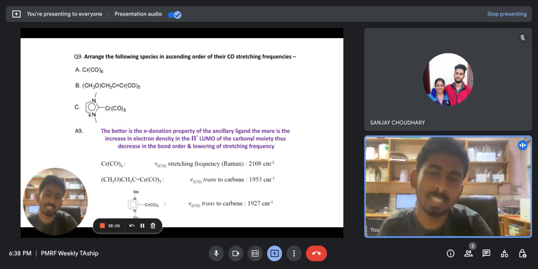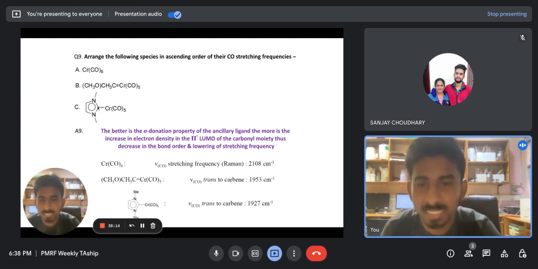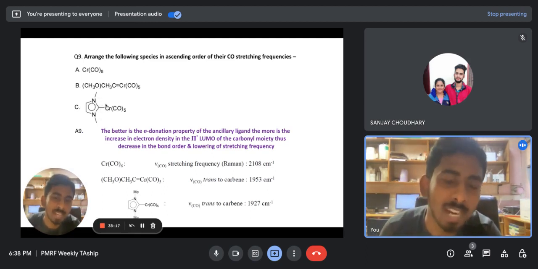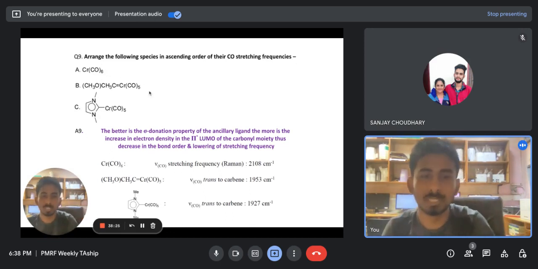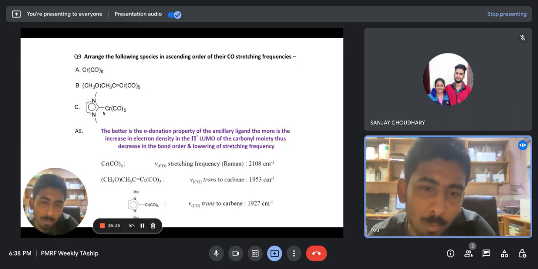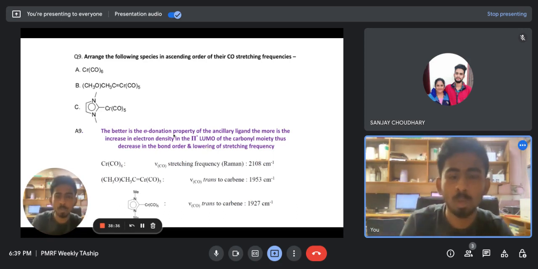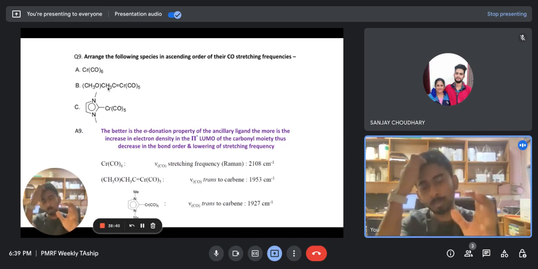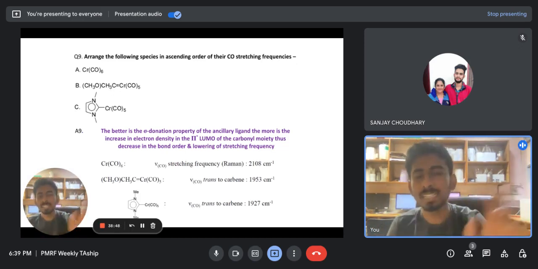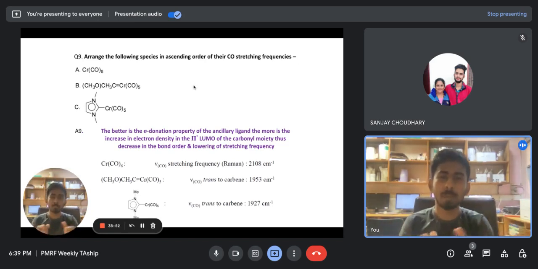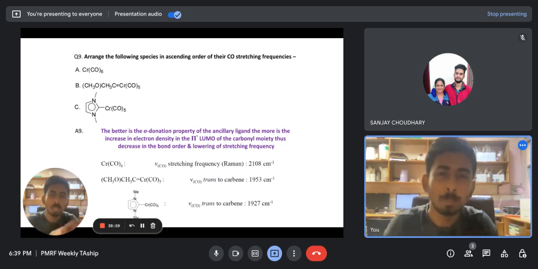In this case, this is an NHC, or N-heterocyclic carbene compound. This NHC is also capable of donating electrons through this carbon, by way of the vacant p orbital on this carbene carbon. It is also a Fischer type of carbene compound. These two are Fischer, and this is a neutral metal carbonyl system. So the better the sigma donation property of the ligand, the more electron density there will be on the metal, and the more the metal will throw the extra electron density onto the pi acidic CO. The CO has this low-lying pi star LUMO.